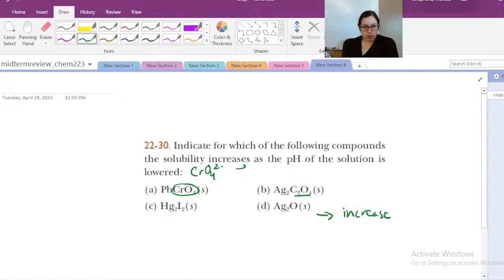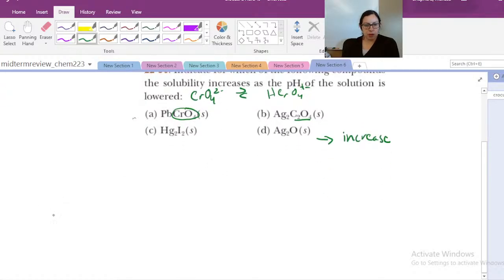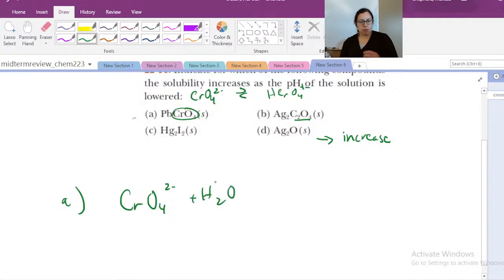So does this ring a bell? It has this equilibrium. It's from chromic acid, but it's a diprotic acid, right? So you can have one H plus, so in acidic solution you have this equilibrium. Sorry, let me write that a little better. We have our chromate, and this can react in acidic conditions to give HCrO4-.